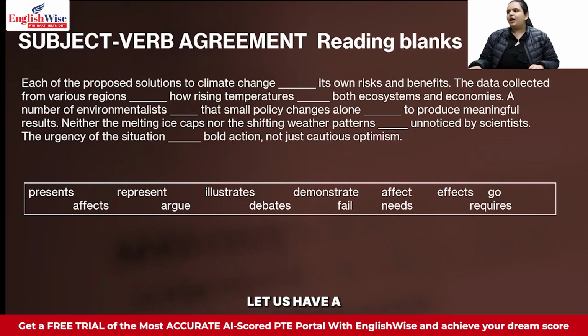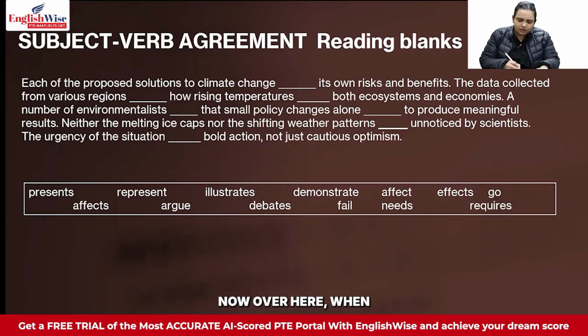Alright, let us have a look at some real life reading blanks and writing blanks. So let's start reading here. Each of the proposed solutions to climate change dash its own risk and benefits. Now over here, when I'm talking about each, that means I know that I'm talking about something singular. That means my verb over here should be plural.